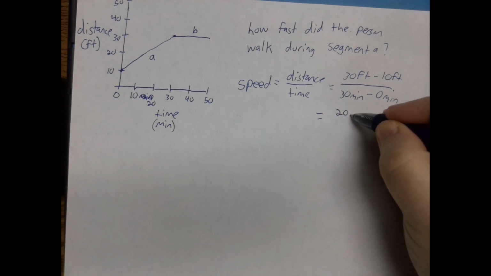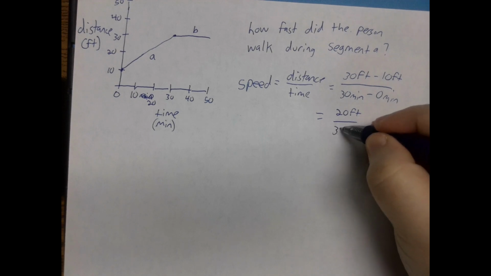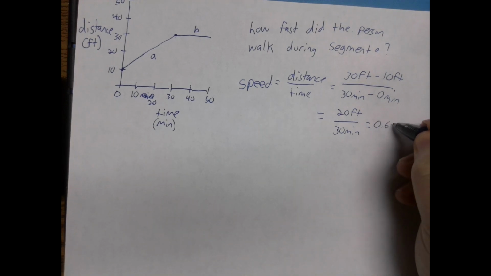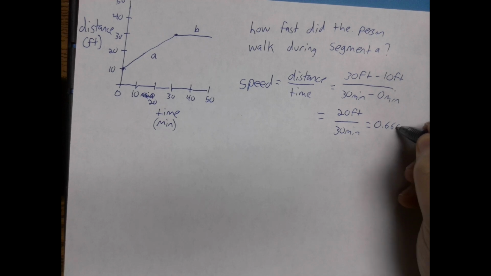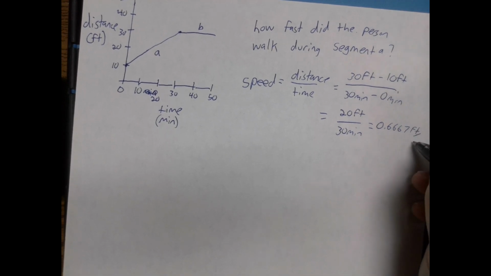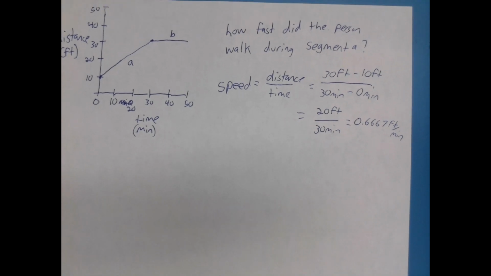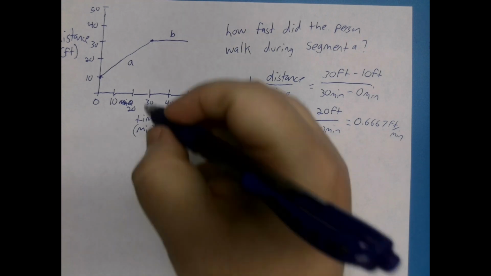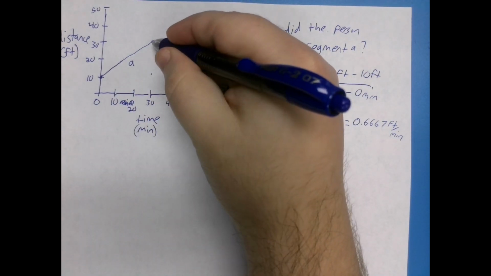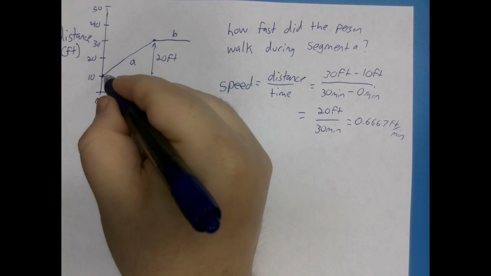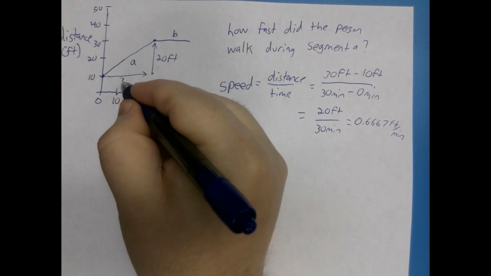So that would be 20 feet divided by 30 minutes. Which would be 0.6667 feet per minute. So the distance that they traveled, they went from 10 to 30. So our rise was 20 feet. Our run goes from 0 to 30, so 30 minutes.